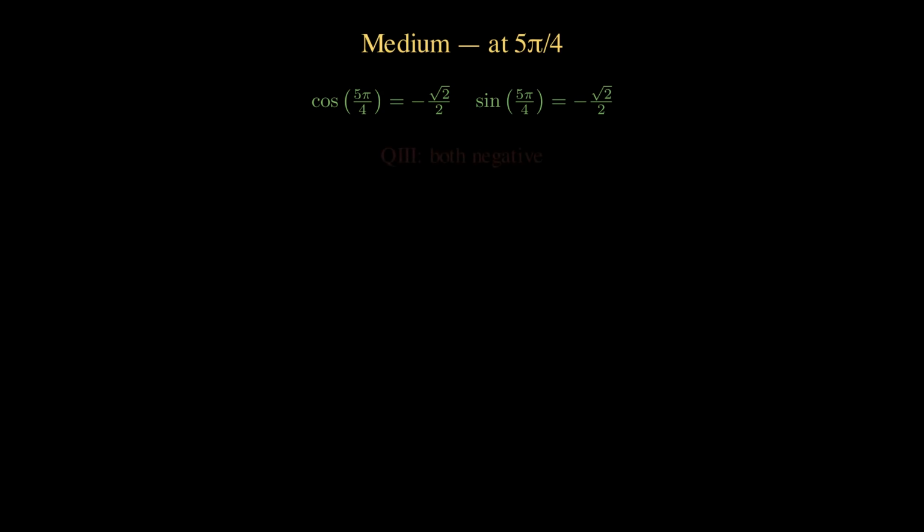Medium example. Find the coordinates at theta equals 5 pi over 4, which is 225 degrees in the third quadrant. Reference angle is pi over 4, so the magnitudes are root 2 over 2. In quadrant 3, both coordinates are negative. So the point is negative root 2 over 2, negative root 2 over 2. Quadrant signs matter as much as the reference triangle.